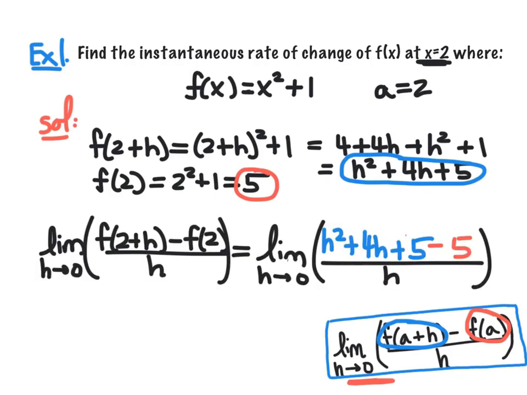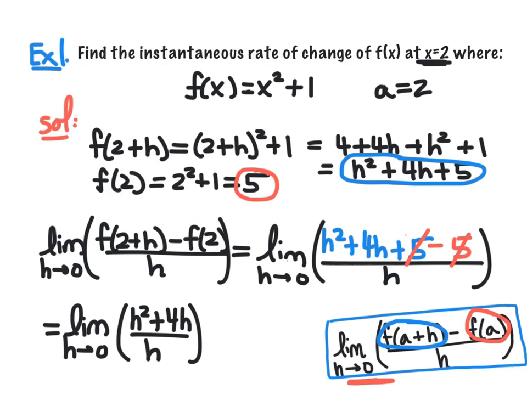So again, you can see the formula here, just where I've written a as 2. And I've taken f of 2 plus h, that's in blue, and f of 2 is in red. Alright, now we can simplify, so the 5's are going to cancel. And we're going to see what happens with this limit. So let me rewrite what we have. When you look at this quickly, you might say, well, we have a problem because we're trying to compute a limit at h equals 0, and there's a 0 in the denominator.